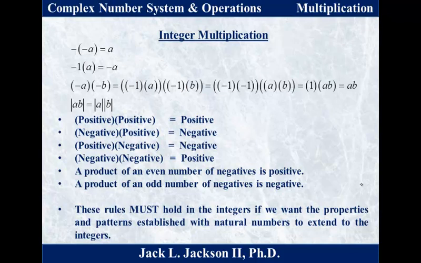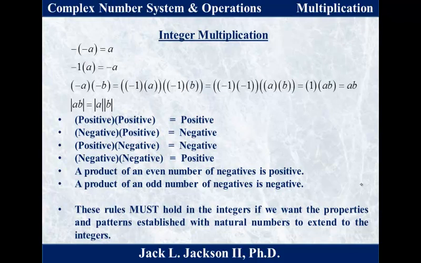Now if you have two negatives, negative A times negative B, then you can think of that as negative 1 times A times negative 1 times B. And a combination of the associative and commutative properties says we can group and rewrite these in any order we want as long as it's all multiplication. And so we can put the two negative 1's times each other together to make positive 1. And so we have positive 1 times A times B, which is just AB. So this allows us to do some things like this.